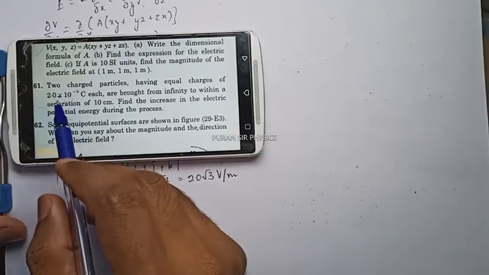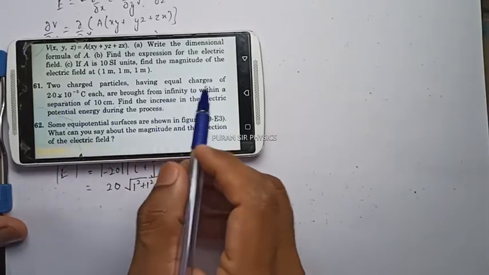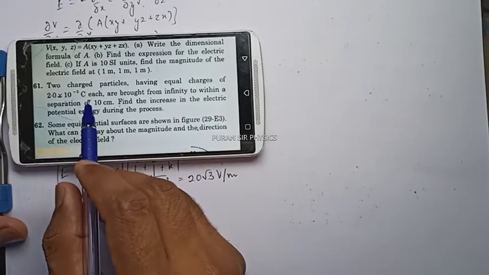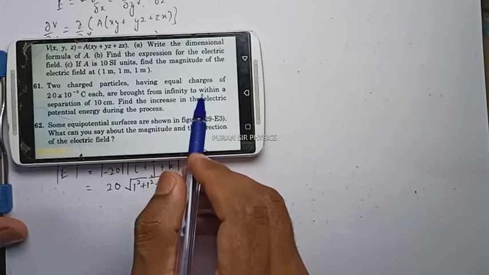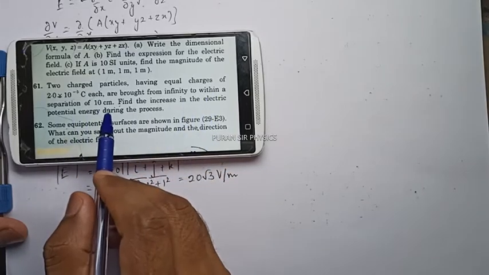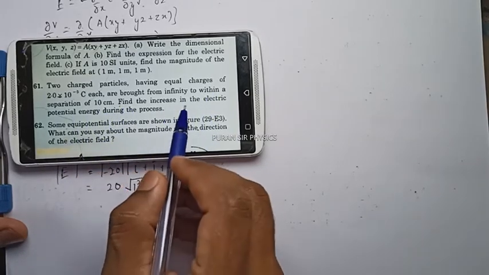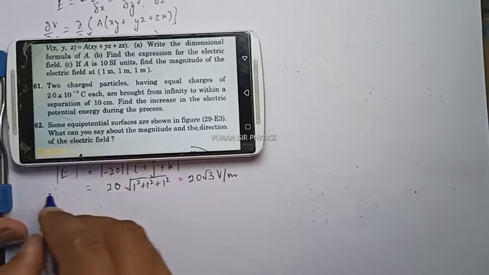Okay, in question number 61, two charged particles having equal charges of 2 into 10 raised to minus 5 coulomb each are brought from infinity to within a separation of 10 centimeter. Find the increase in the potential energy during the process.